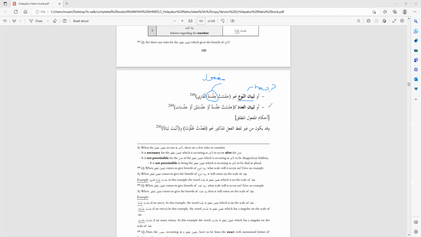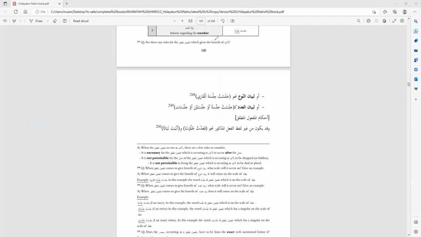أو لِبَيَانِ الْعَدَدِ, or maf'ul mutlaq comes to mention the quantity, the amount of times. So jalastu jalsatan, that's a maf'ul mutlaq. Imagine I said jalastu jalsatain. So jalastu jalsatan is basically I sat once. Jalastu jalsatain means I sat twice. Jalastu jalsat means I sat many times. So that word is indicating how many times as well. So that's another reason maf'ul mutlaq can come.